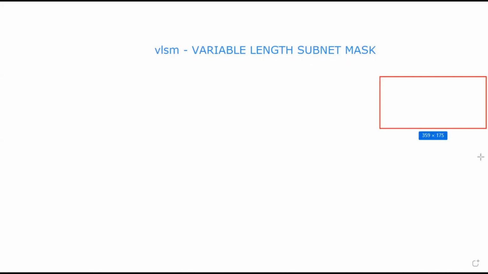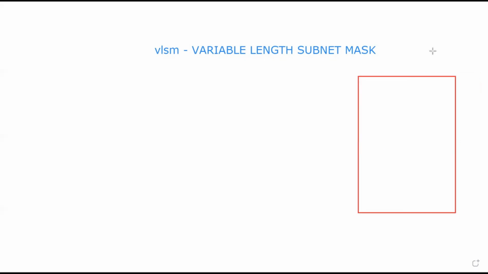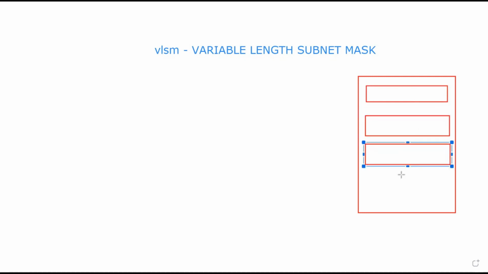a company assigns a fixed IP block to its separate floors, right? If we take different IPs, we get a loss of IPs, right? For more details, you can check the previous video on FLSM. Then today we will talk about VLSM.